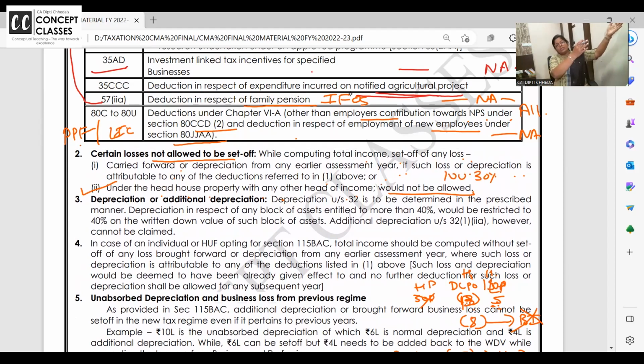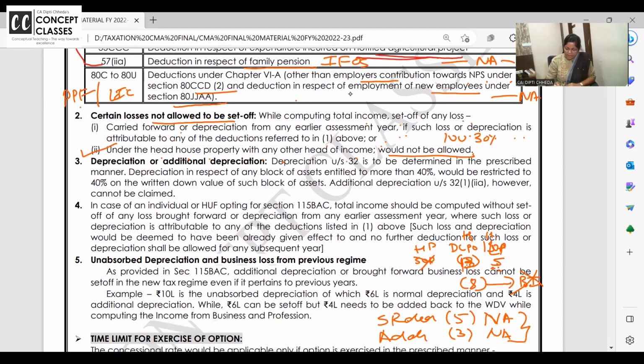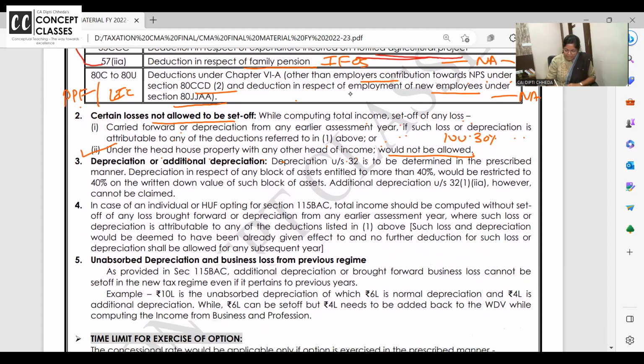So if you have a 2020 scientific research loss, can I set it off now? Answer is no. Deduction is not allowed, and related to that, if earlier losses are brought forward, they are also not allowed. Okay, right. So these are all with examples. I have made it clear. Read it again. If you have any doubt, ask me. If you want to note down the examples, then I'll have to write it properly in the notebook.